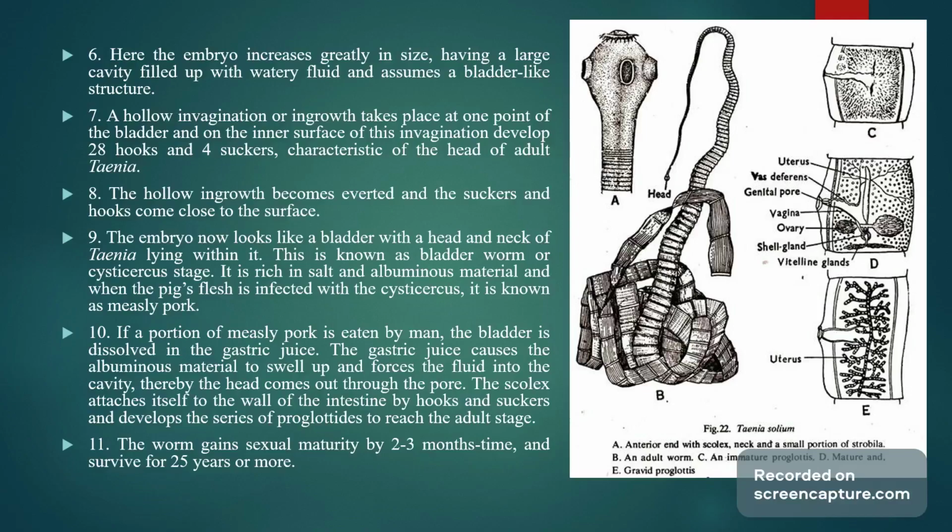The scolex attaches itself to the wall of the intestine by hooks and suckers and develops a series of proglottids to reach the adult stage. The worm gains sexual maturity in 2 to 3 months and survives for 25 years or more.